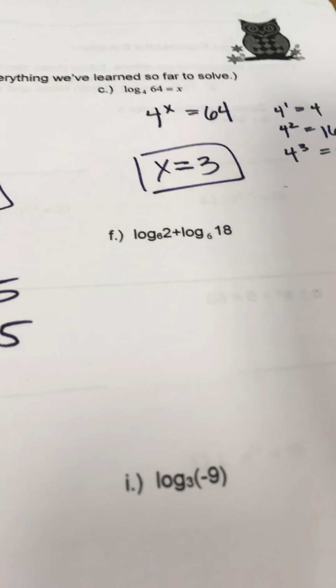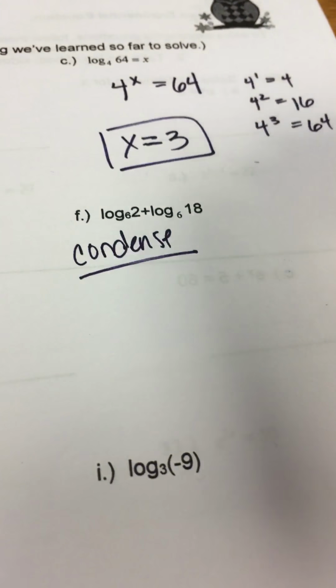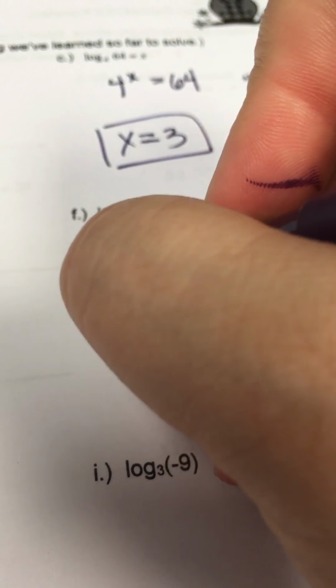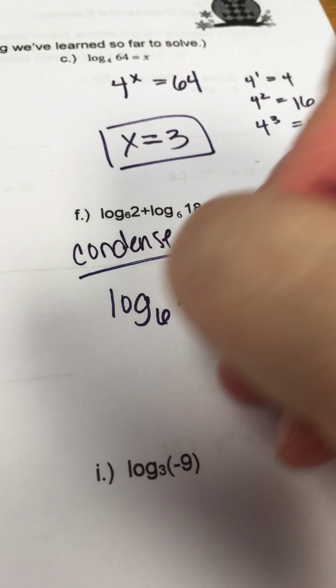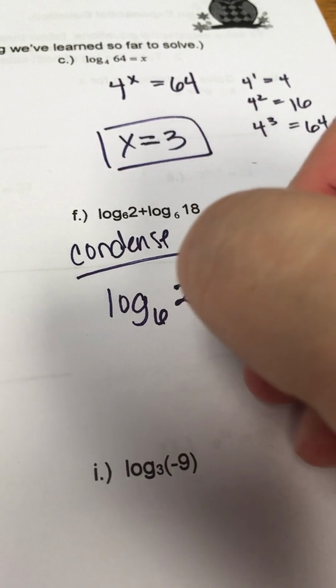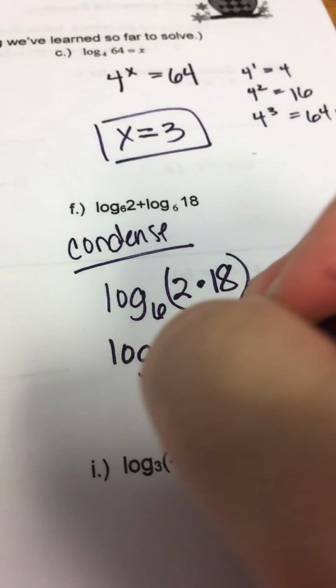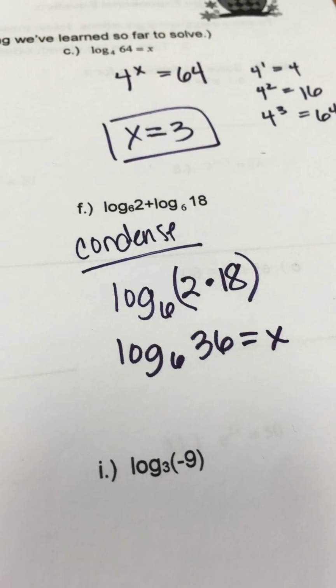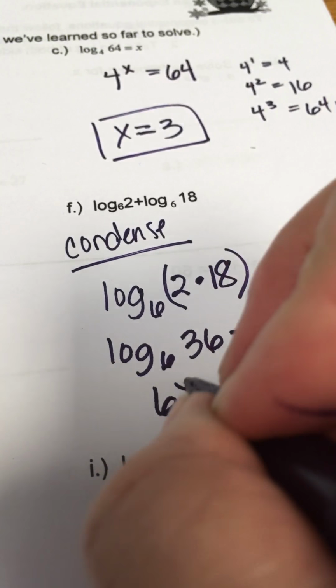Now, here's letter F where we start bringing them into one problem. So we're going to condense first. Alright, so I bring it into one log. So log base 6. And when I have addition, I change it into multiplying. So I multiply 2 times 18. So those two together. Alright, so log base 6 of 36 equals something. You might know what it is. It's basically 6 to what power is 36, or rearrange it.